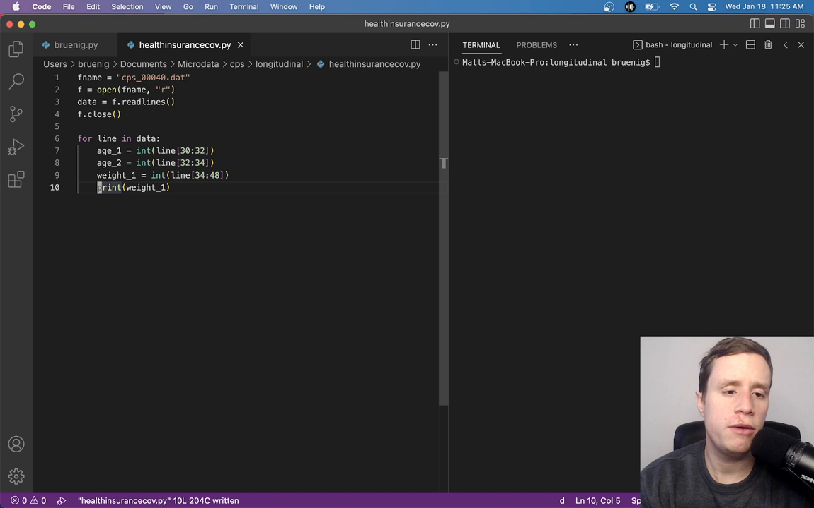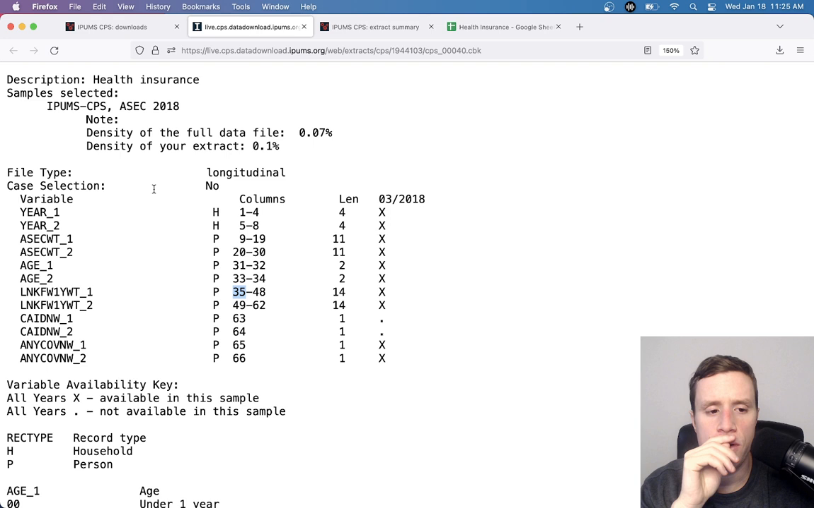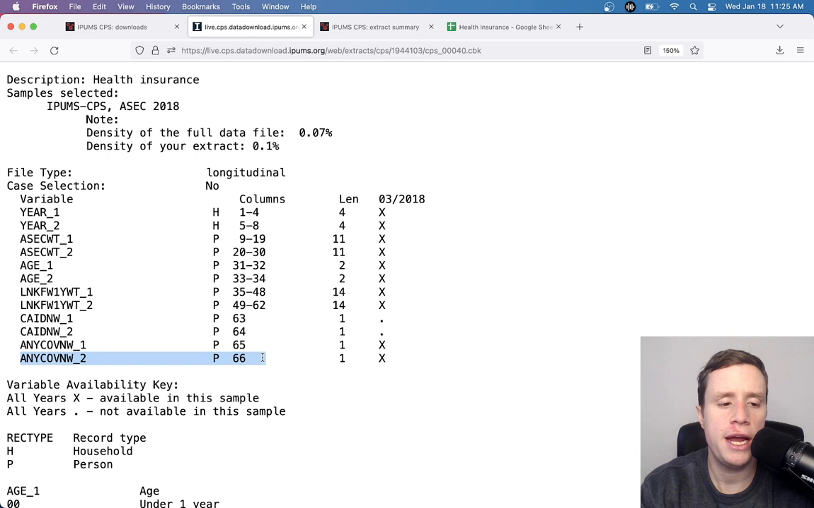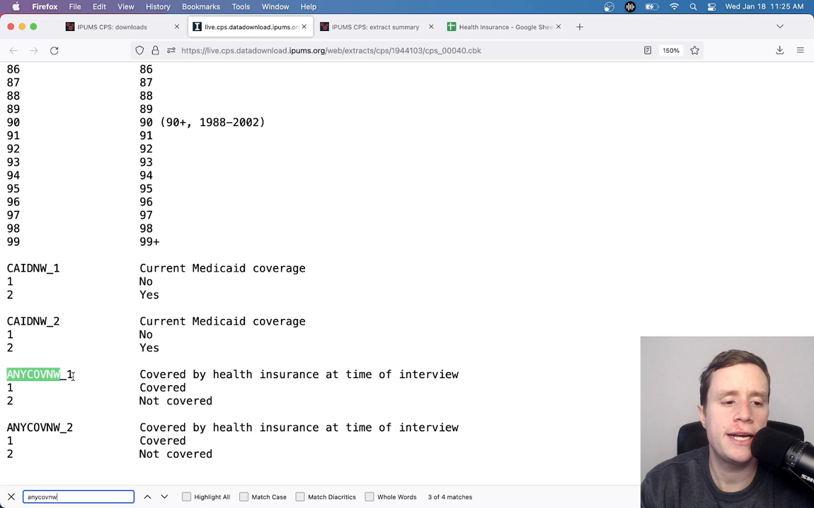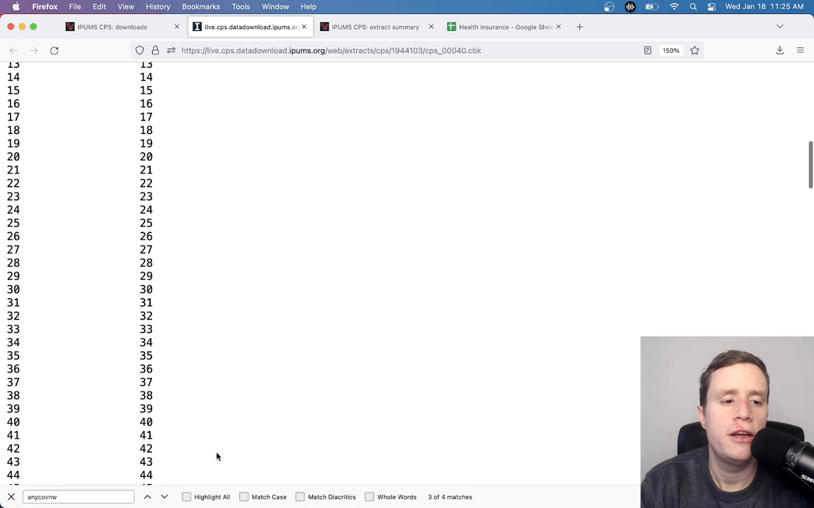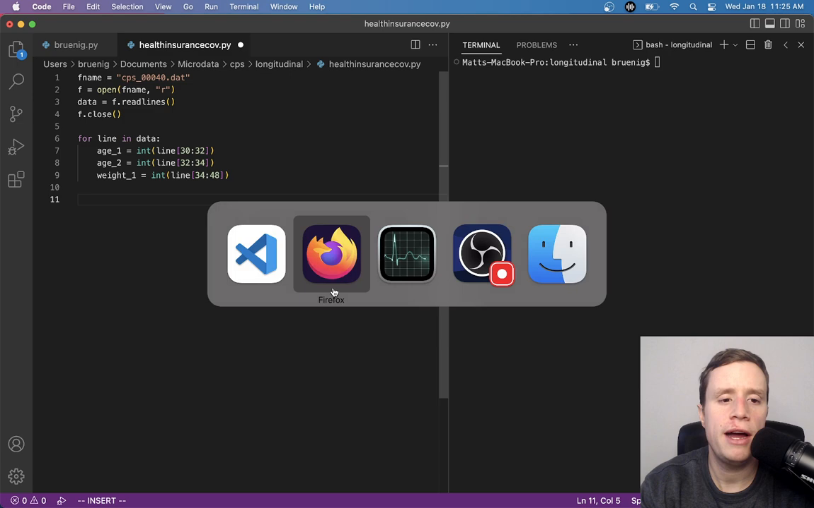All right. So this is for health coverage, right? Any coverage now. So let's see what that looks like here. Okay, so what they'll ask them is, are you covered by health insurance at the time of the interview? If they say they are covered, they get a 1. If they say they're not covered, they get a 2. Okay? So character number 66 will either have a 1 or will have a 2.